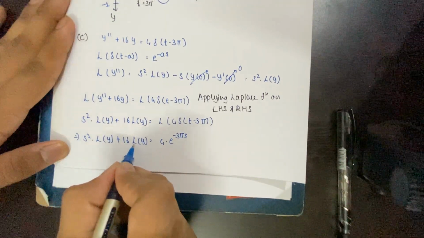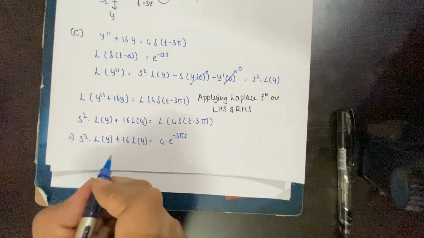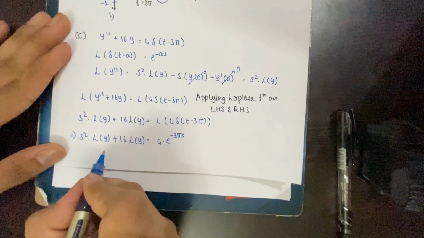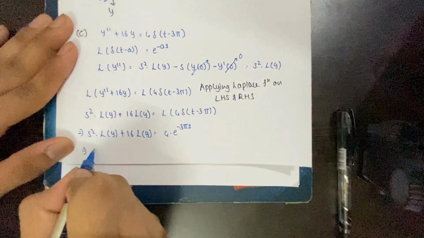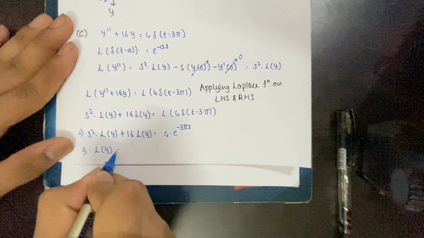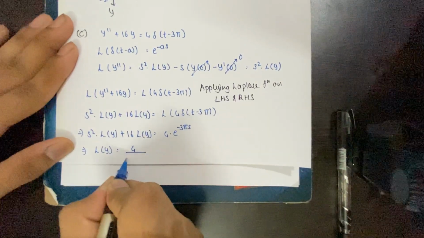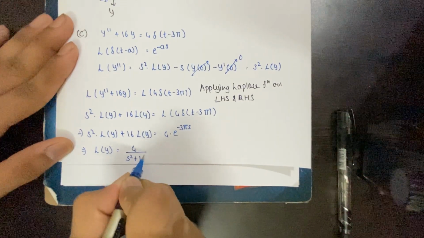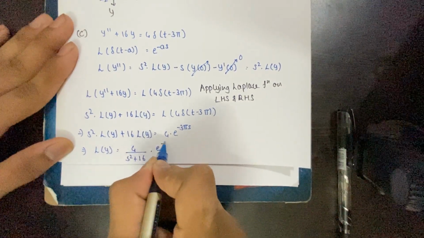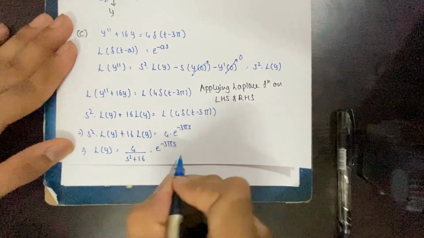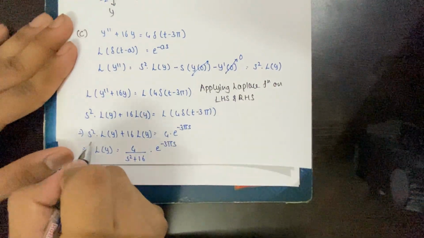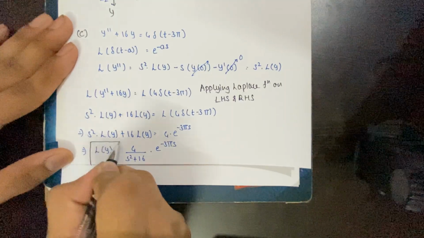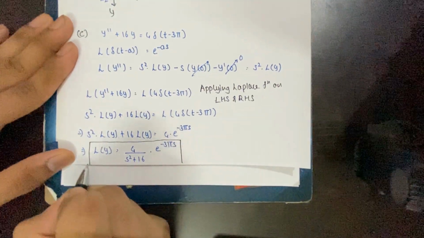So I'm going to take Laplace of y common. I'll get s square by 16, s square plus 16, which I'll take to the right hand side from the left hand side. So I'll get Laplace of y equals 4 by s square plus 16 times e power minus 3 pi s. So this is one important equation.